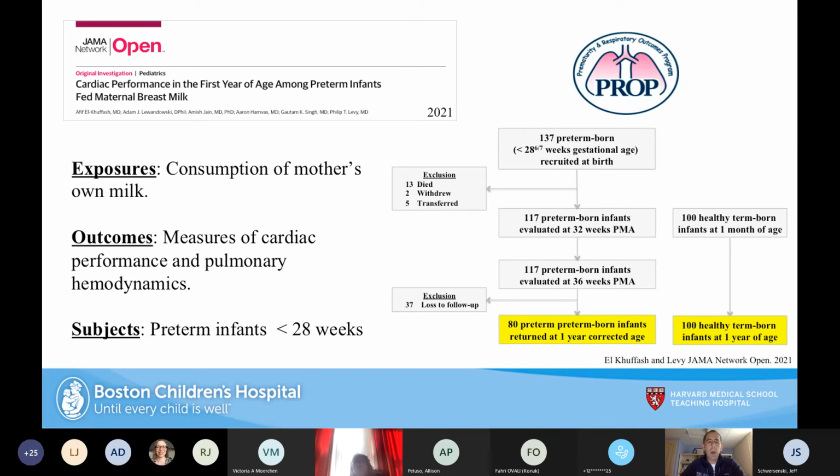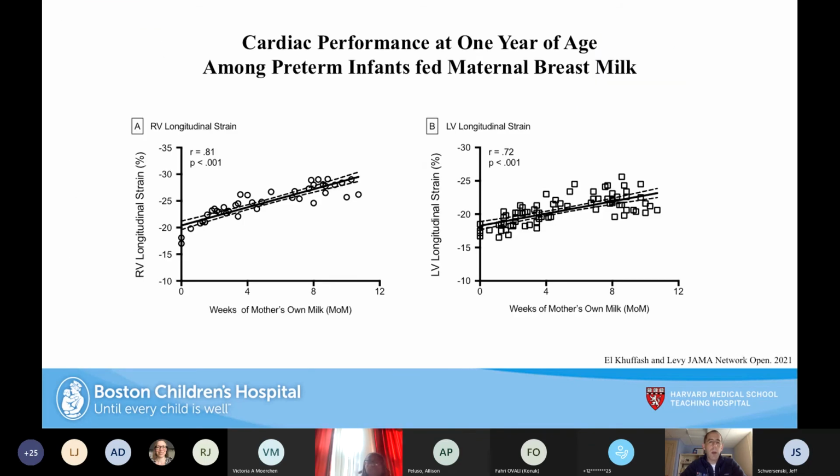1 year of age. We compared our nutritional and cardiac data with 100 healthy infants at 1 month and 1 year of age. What we showed actually was a little unexpected, but what we found was that with figure A, where we have RV function on the y-axis, and figure B, LV function on the y-axis, the more weeks that a preterm infant was exposed to the mother's own milk, the better the function was at 1 year of age, both on the right side and the left side. This persisted both for cardiac morphology, both right and left side as well.